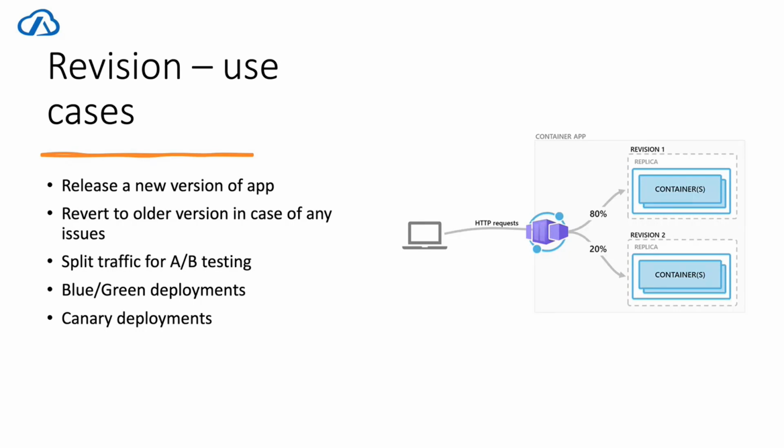Or if you want to do some advanced deployment strategies like A/B testing, where for some users you will show your version A of your application, and for some you will show your version B of the application, and try to gather the feedback, right? In such cases, you can use revisions, or also blue-green deployments. This is another deployment strategy, right?